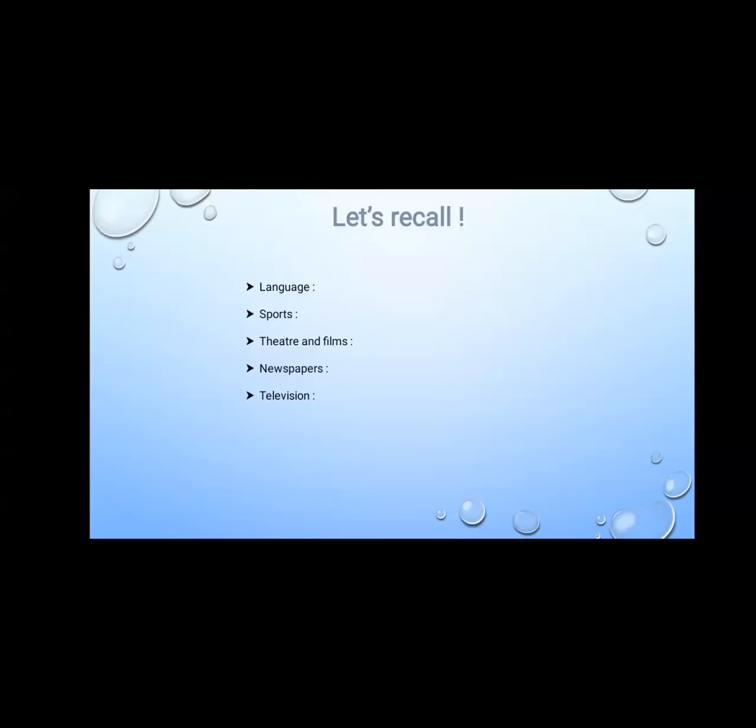There are official languages like Hindi, Assamese, Bengali, Gujarati, Kannada, Kashmiri, Malayalam, Marathi, Odia, Punjabi, Sanskrit, Tamil, Telugu, Urdu, Konkani, Manipuri, Nepali, and Sindhi. So these are the official languages of our country. These Indian languages, students, have dialects. Dialects means the form of language that is spoken in a particular part of our country.